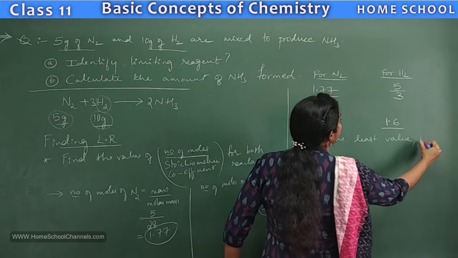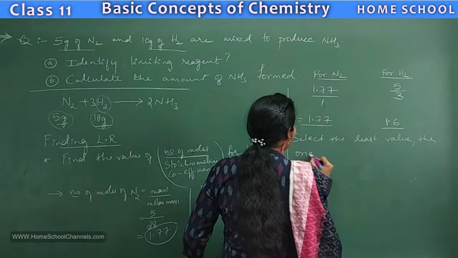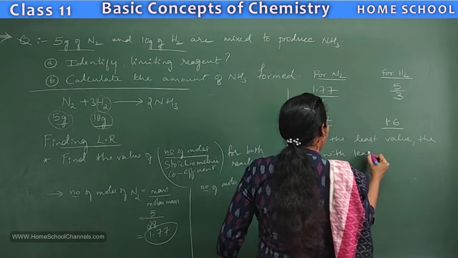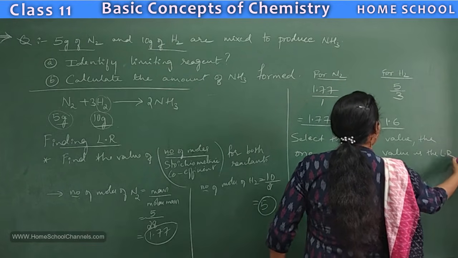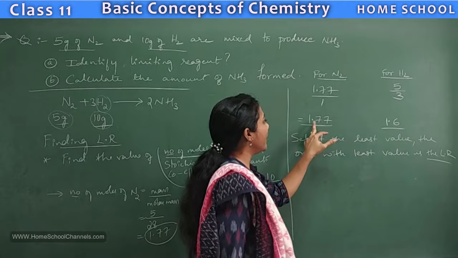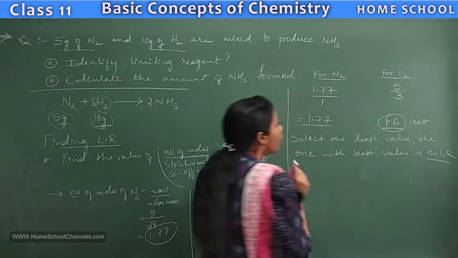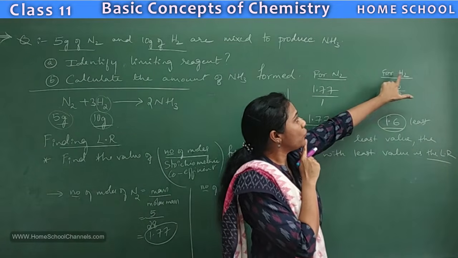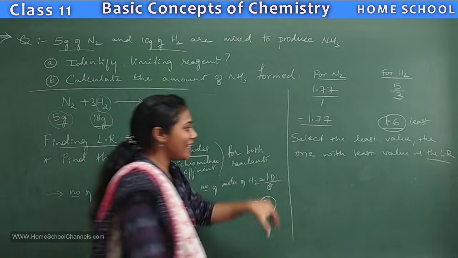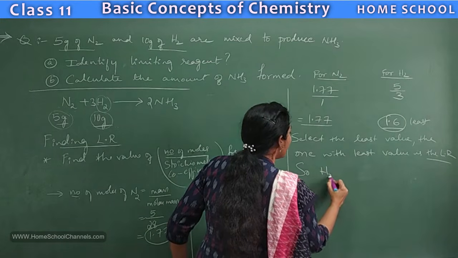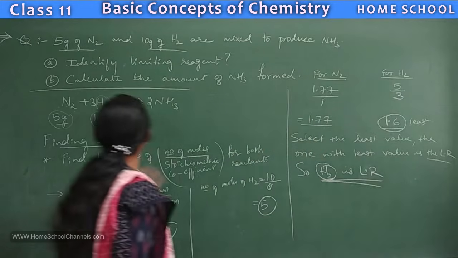The one which has got the least value is the limiting reagent. So which is the least value? 1.77, 1.6. Definitely 1.6 is the least value. So, which is the limiting reagent? 1.66 you got for H2. So, among N2 and H2, the limiting reagent is H2. Okay. So H2 is your limiting reagent. Got the answer for the first question.